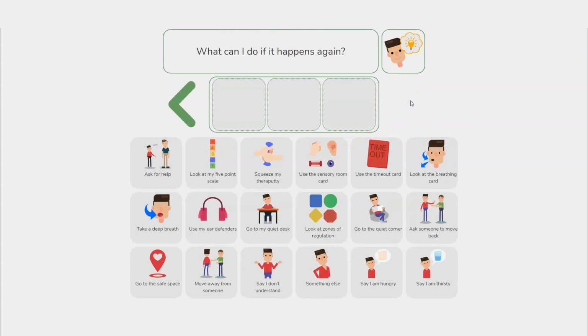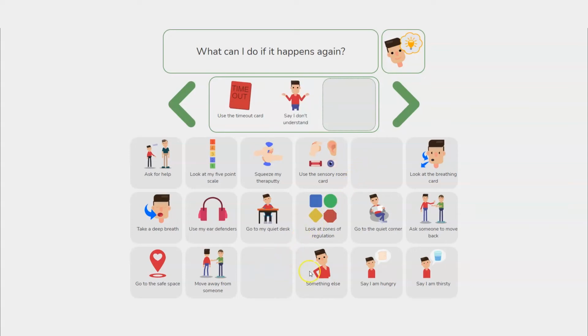What can I do if it happens again? This is another crucial part of the restorative process. It gives the opportunity to explore different options and resources that will support self-regulation and self-management should the same challenging situation arise.